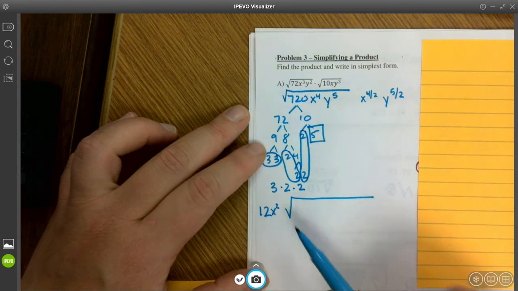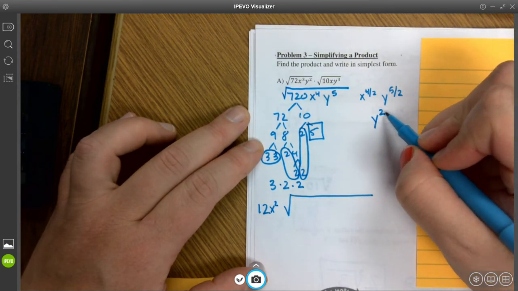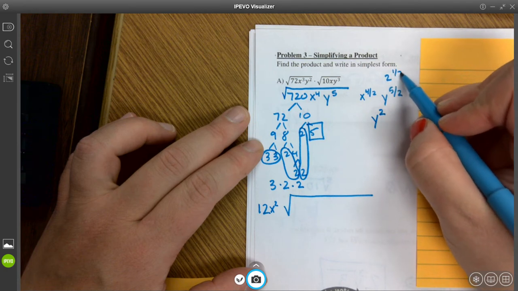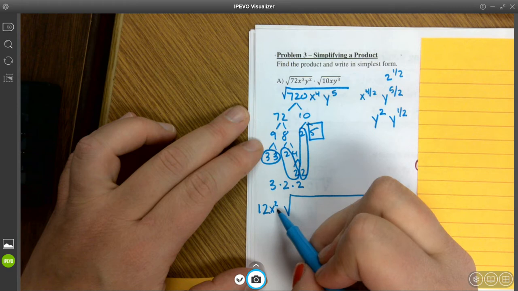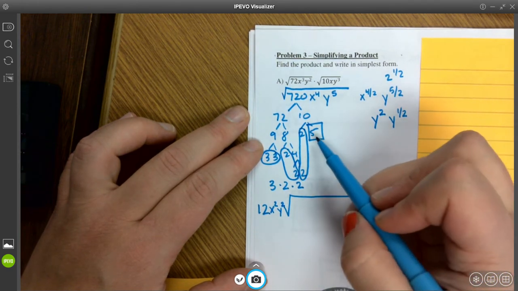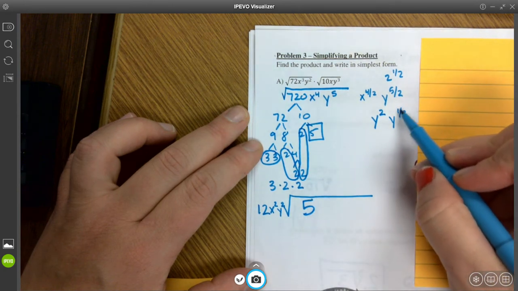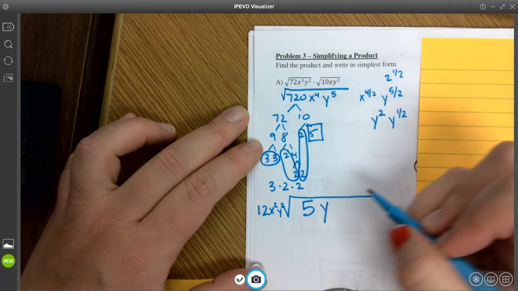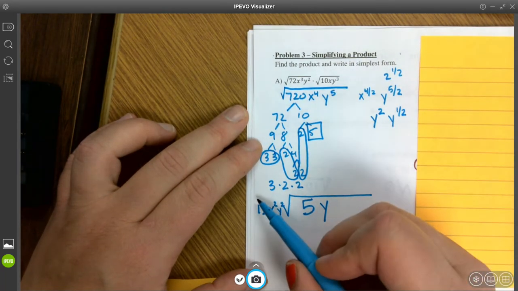I didn't leave myself very much room here. This can be y, or 2 and 1/2. So y squared, and then we still have y 1/2. So this y squared comes out. And what we have left inside is this 5. And then this is the only y that's left in. Again, you don't write 1/2. If you write 1/2, that's not right. So this would be my answer.